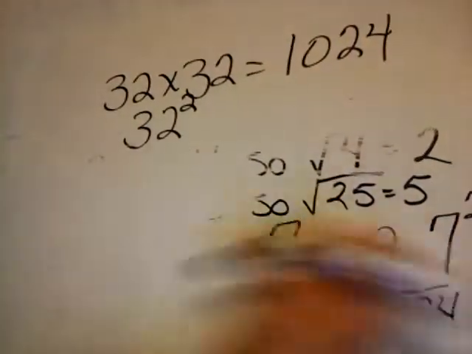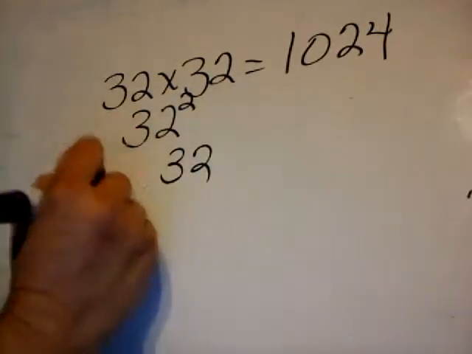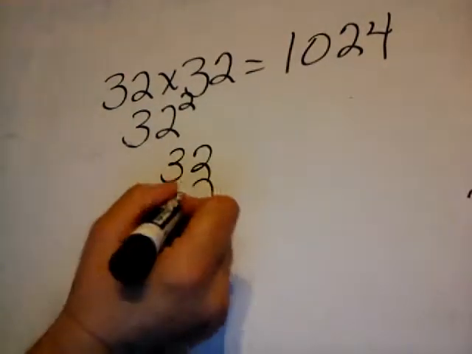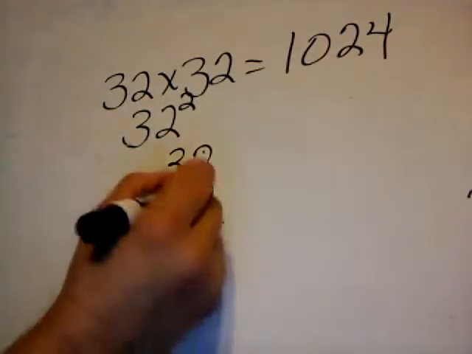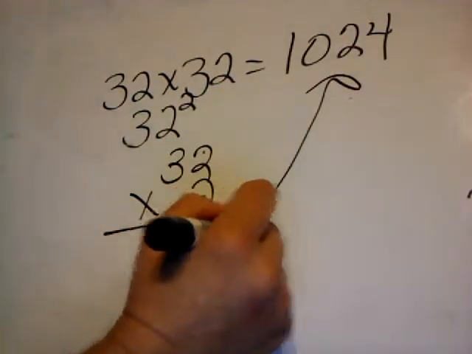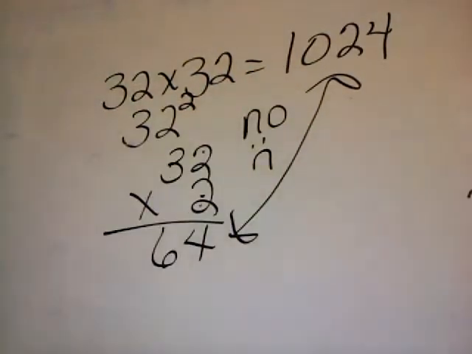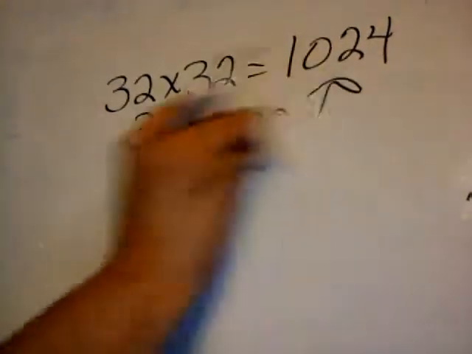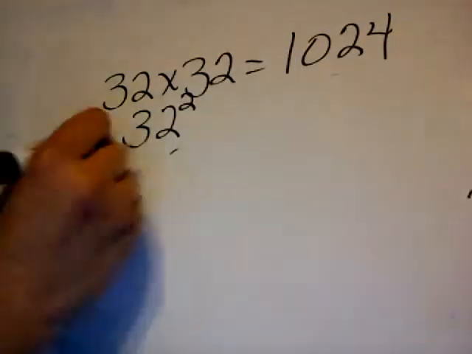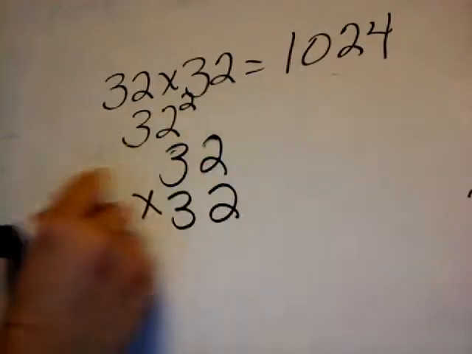Now be careful, because if you say 32 times 2, 2 times 2 is 4, and 2 times 3 is 6. Are these the same answers? No, they are not the same answers. So this means 32, let's just multiply that out. 32 times 32.